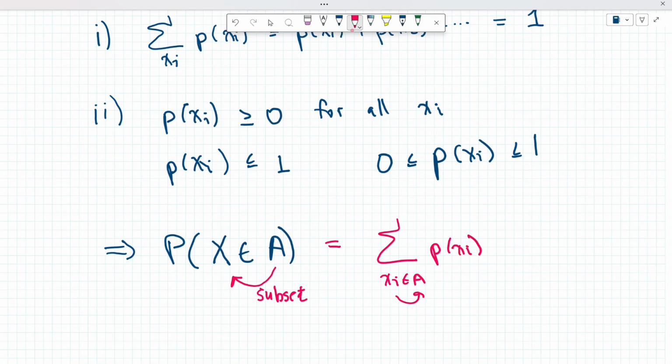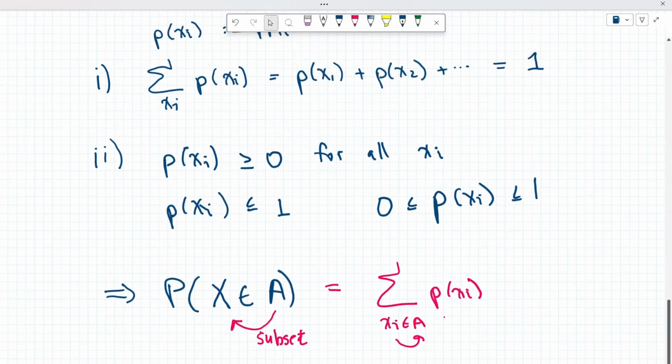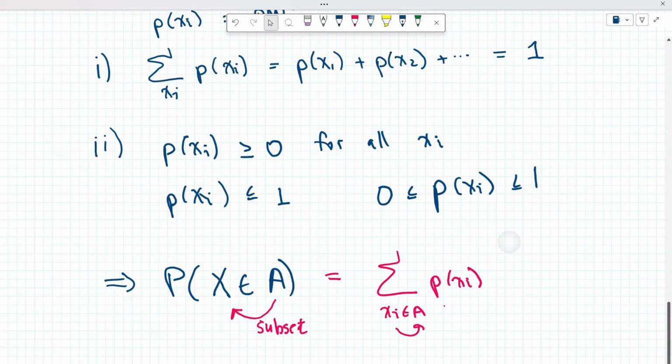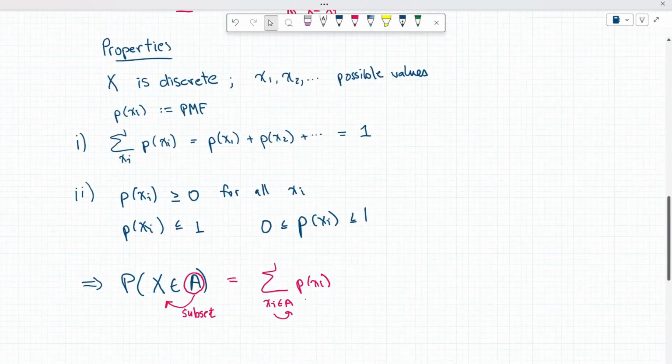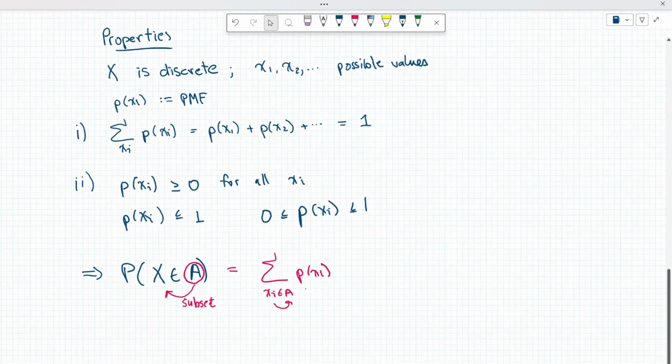So now we're just considering a smaller subset. It's essentially the same definition, but now there's an additional constraint such that we're only looking at this subset A, which is a subset of the values of x. So then we're just taking a sum of all the possible values that exist within that subset. Okay, so this is, again, our probability mass function, and these are all of its properties.